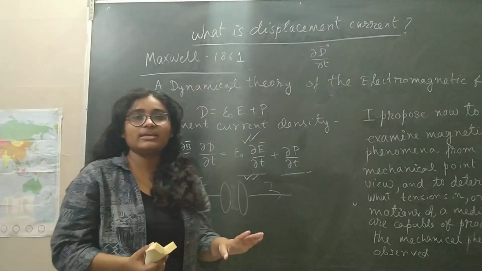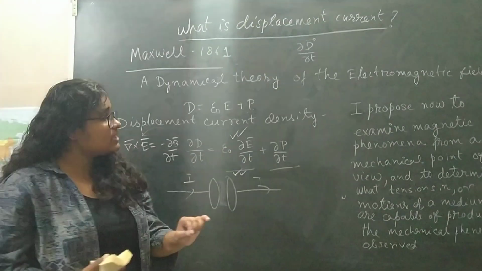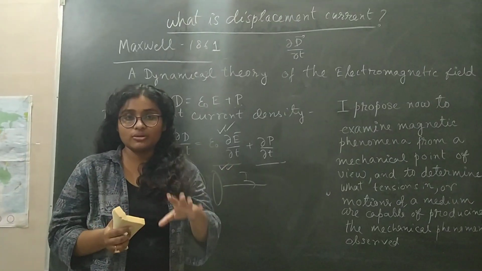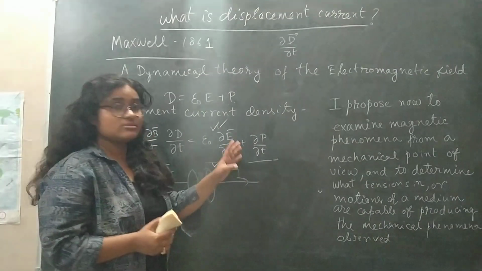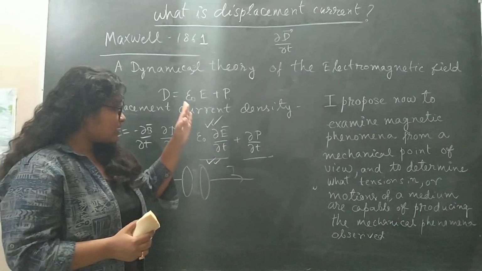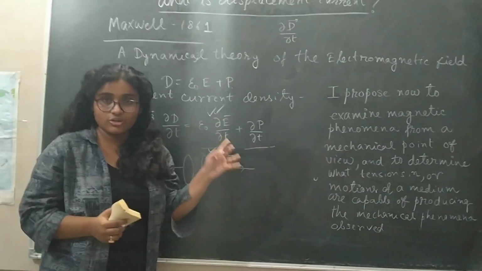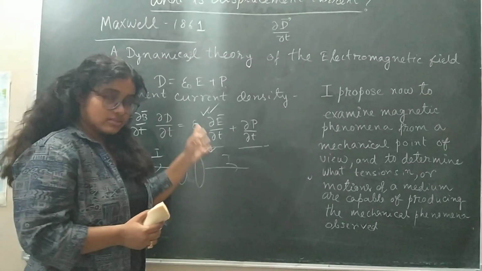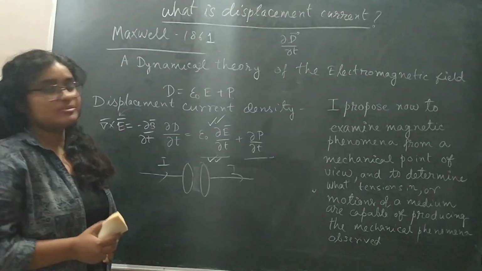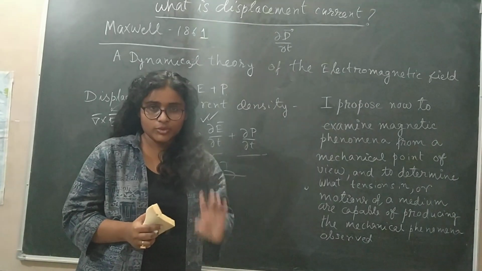It is not actually current. It is historical that the name current has been given, but current is due to the motion of free charges. If you think of it as due to the motion of bound charges, that will be present in the case of a medium, but in the case of vacuum this term is always present, that is epsilon naught del E del T, the time variation of the electric field. Okay, so you have to remember this is the basis of displacement current, and this is the meaning of displacement current density. Don't get confused.